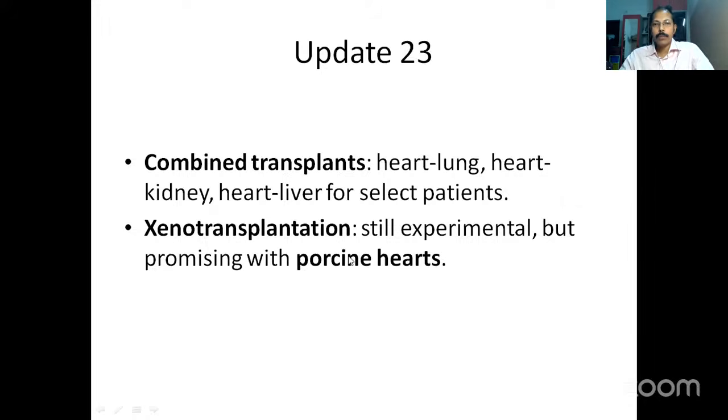And again, from an MCQ point of view, a few points about xenotransplantation. It is still experimental, but promising with porcine hearts. Already a porcine heart has been transplanted into a human, showing a promising result. But after a few months, the patient died because of viral pneumonia. So again, it is still experimental. Again, the porcine heart still appears to be superior among xenotransplantation options.